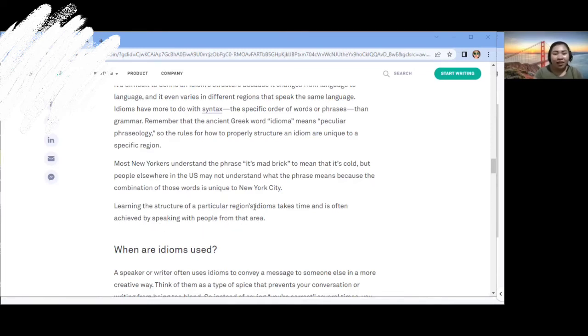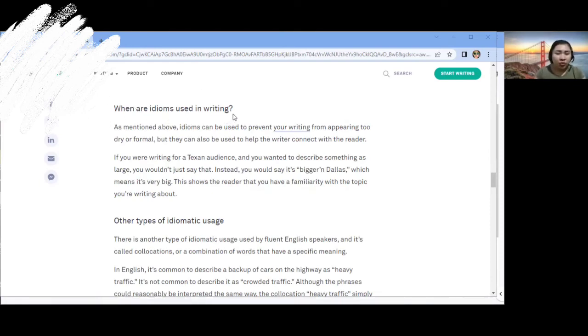Here, when are idioms used in writing? As mentioned above, idioms can be used to prevent your writing from appearing too dry or formal, but they can also be used to help the writer connect with a reader. If you're writing for a Texan audience, and you want to describe something as large, you wouldn't just say that. Instead, you would say it's bigger than Dallas, which means it's very big. This shows the reader that you have a familiarity with the topic you're writing about.